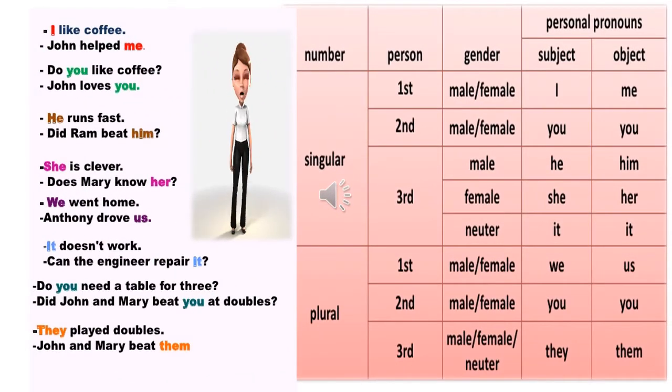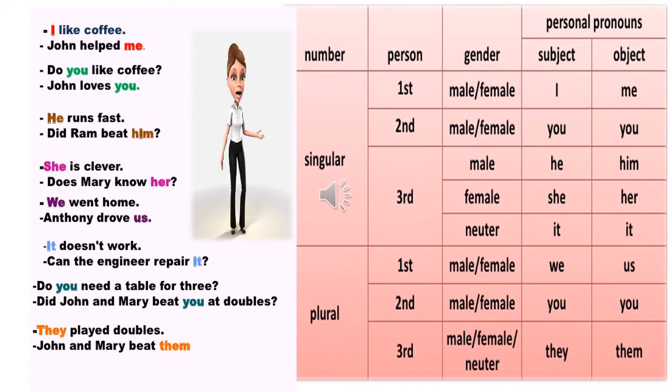Here, as you can see in the table, number, person, gender, subject, object, all are given here. In singular, for first person, male or female, we can use in subject I, and in object we can use me. In second person, for male or female, subject you, object you. For male, in third person, subject he, object him. Female, subject she, object her. For neuter, it means non-living things, subject it, and object will also be it.